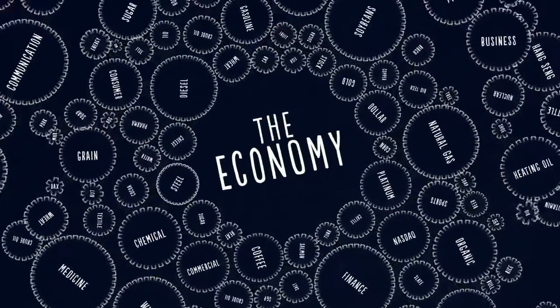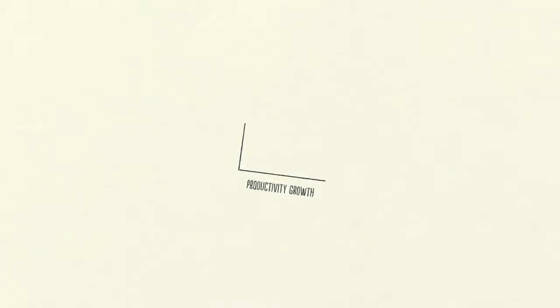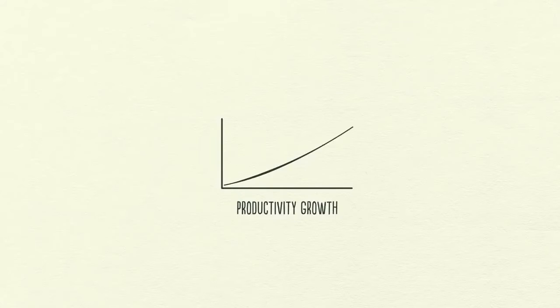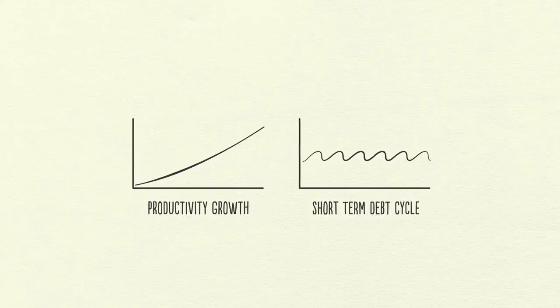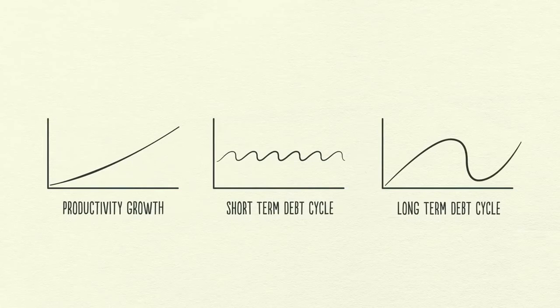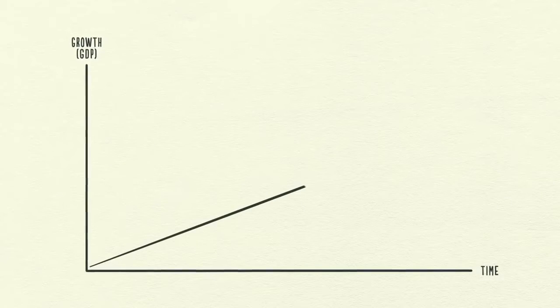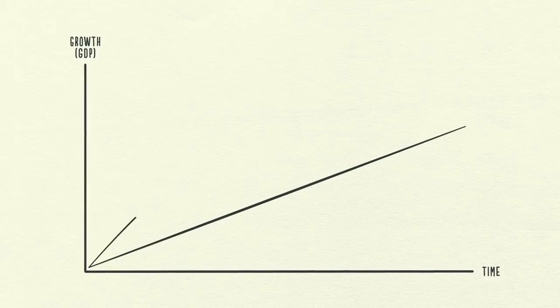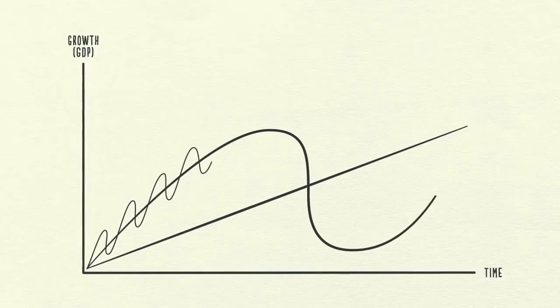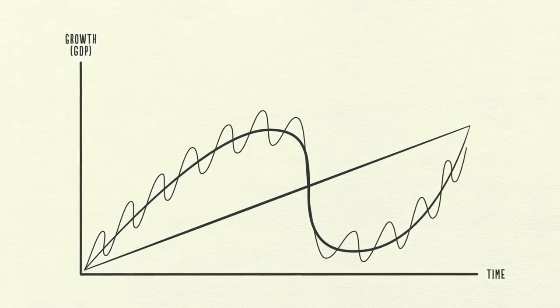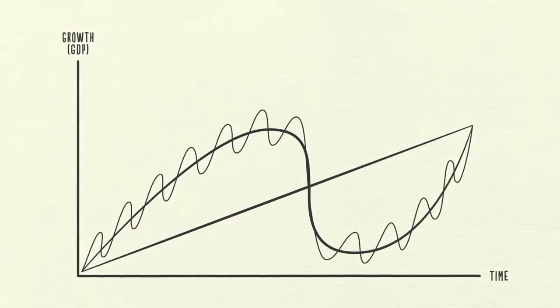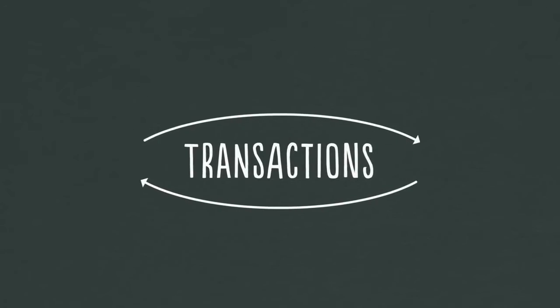that drive the economy. Number one, productivity growth. Number two, the short-term debt cycle. And number three, the long-term debt cycle. We'll look at these three forces and how laying them on top of each other creates a good template for tracking economic movements and figuring out what's happening now. Let's start with the simplest part of the economy, transactions.